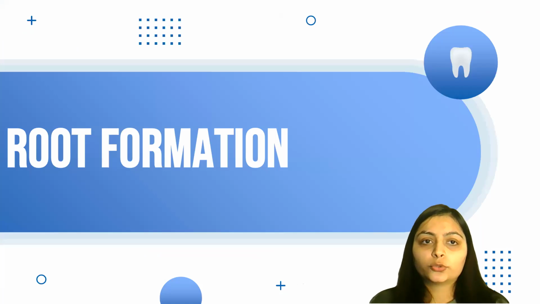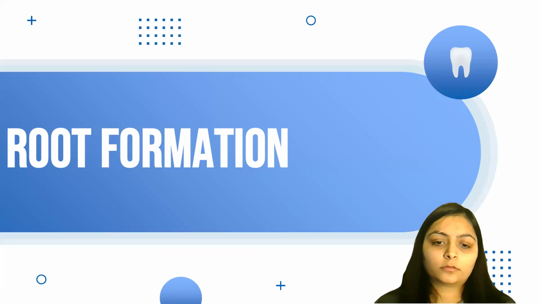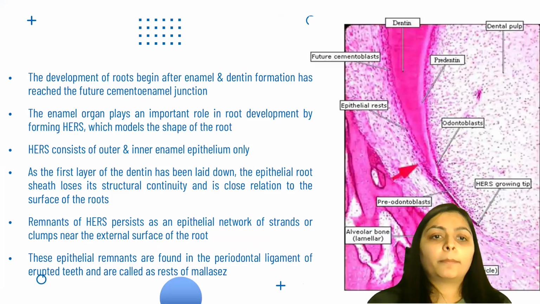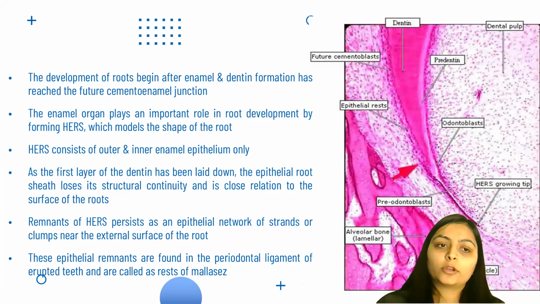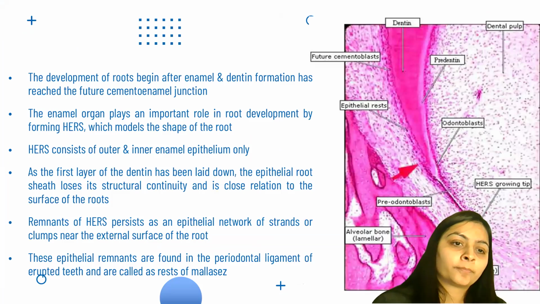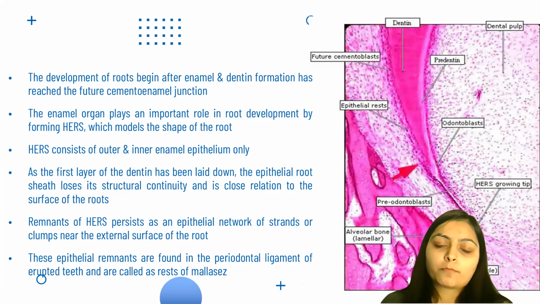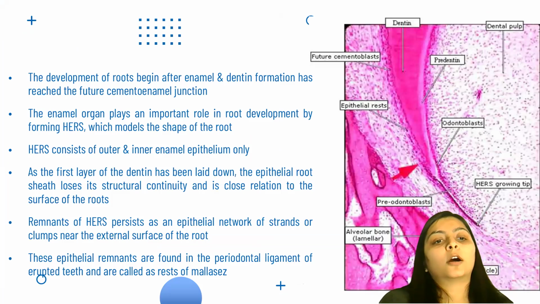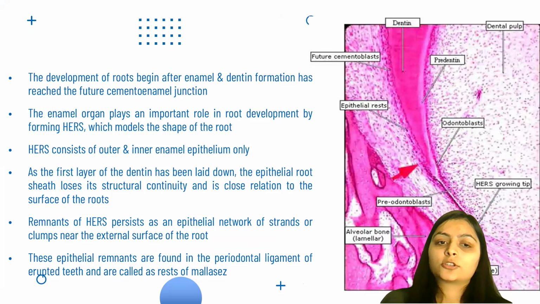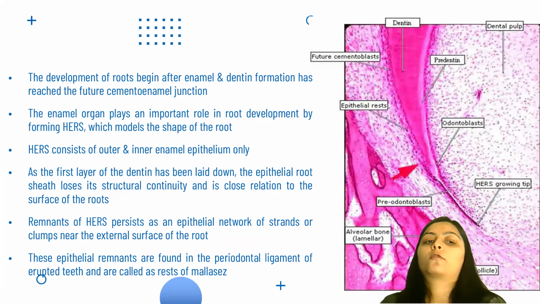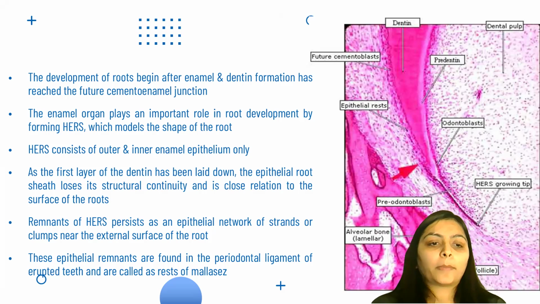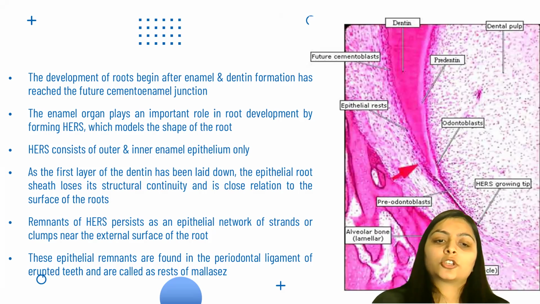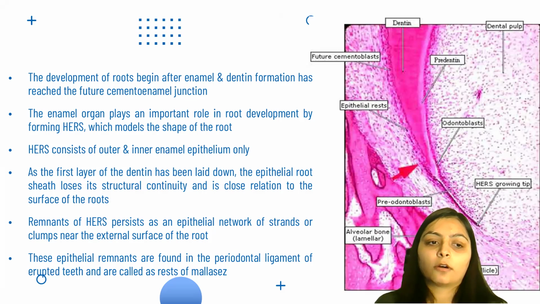Now we will proceed with root formation. The development of the root begins after enamel and dentin formation has reached the cemento-enamel junction, as I said earlier. The enamel organ always plays an important role in root development by forming Hertwig's root sheath, which models the shape of the root. It consists of outer and inner enamel epithelium only. As the first layer of dentin is laid down, the epithelial root sheath loses its structural continuity and its close relation to the surface of the root.